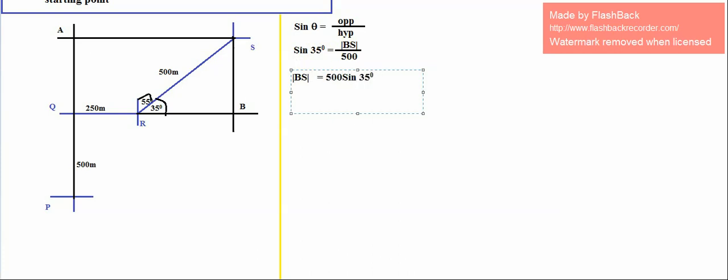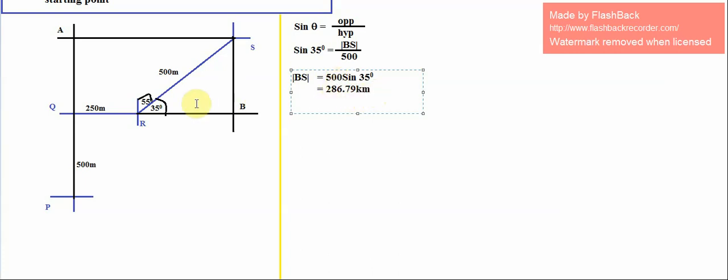We'll press on our calculator for the value of 500 sine 35, and that will give us 286.79, to 2 decimal places, 286.79 kilometers.